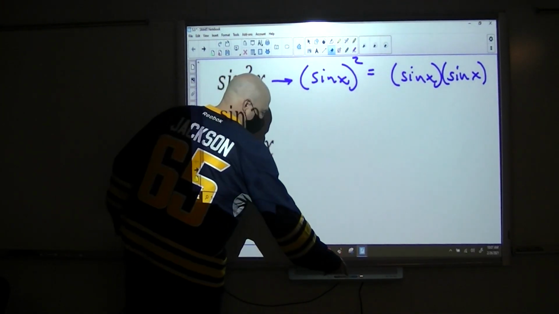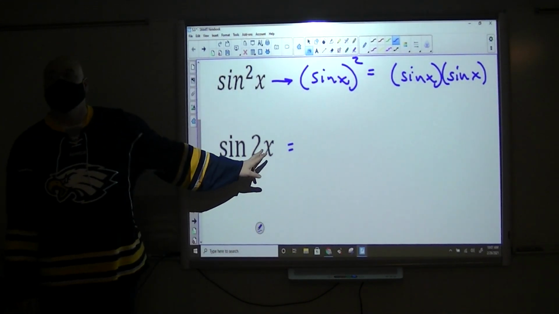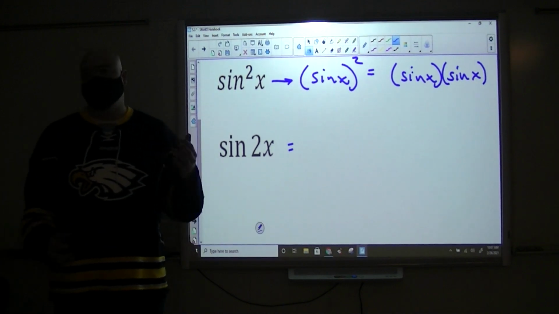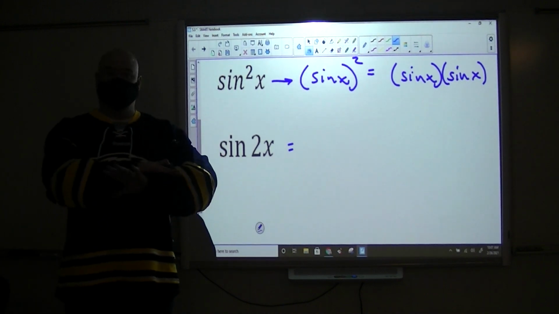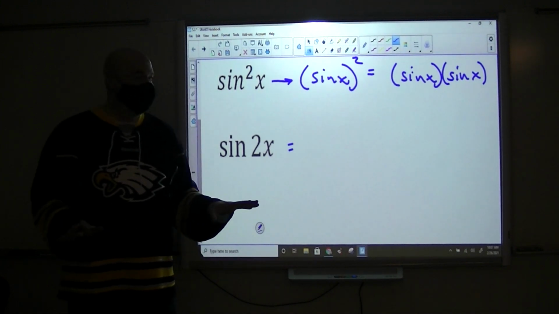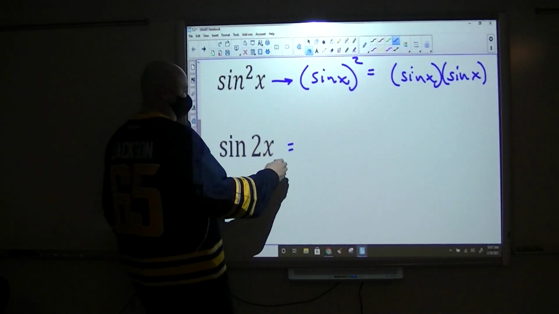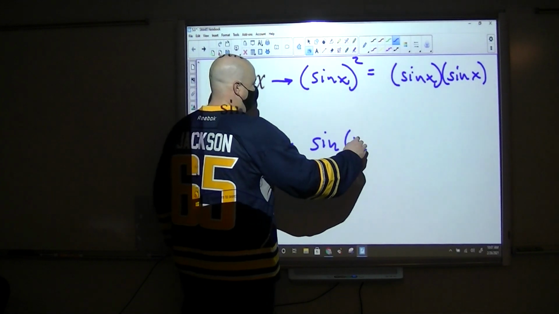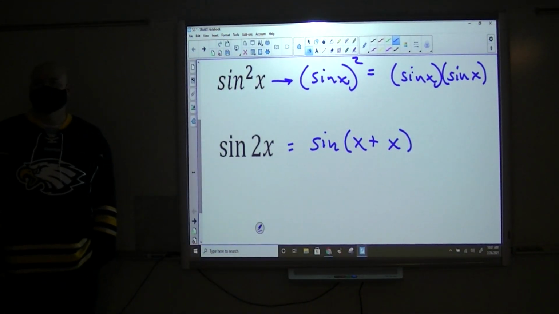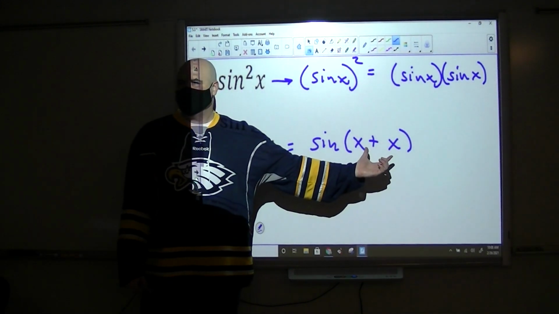What is sine of 2x? Here's one way to think of what sine of 2x is. This is the double angle that we're talking about. And you're going to hear me say this at various points when we're going through these problems: double angles and single angles do not play well together at all. What do I mean by that? Well, let's talk about what it is first. Sine of 2x could be this. I could just express the 2x as x plus x.